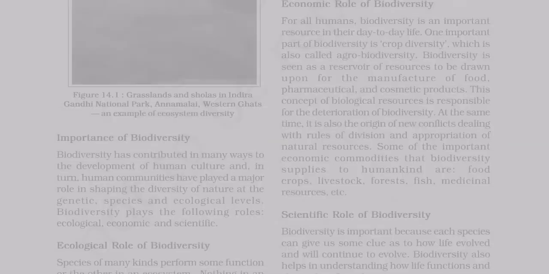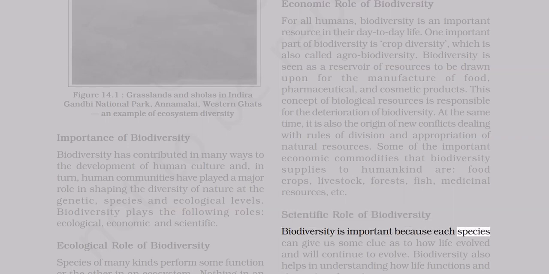Economic role of biodiversity. For all humans, biodiversity is an important resource in their day-to-day life. One important part of biodiversity is crop diversity, which is also called agrobiodiversity. Biodiversity is seen as a reservoir of resources to be drawn upon for the manufacture of food, pharmaceutical, and cosmetic products. This concept of biological resources is responsible for the deterioration of biodiversity. At the same time, it is also the origin of new conflicts dealing with rules of division and appropriation of natural resources. Some of the important economic commodities that biodiversity supplies to humankind are food crops, livestock, forests, fish, medicinal resources, etc.